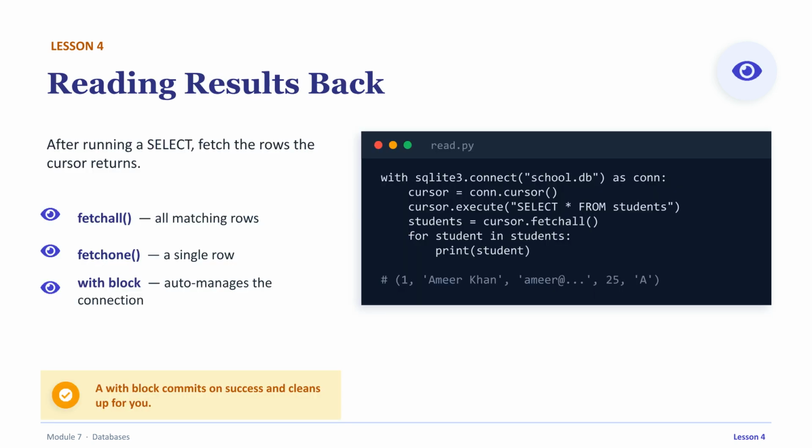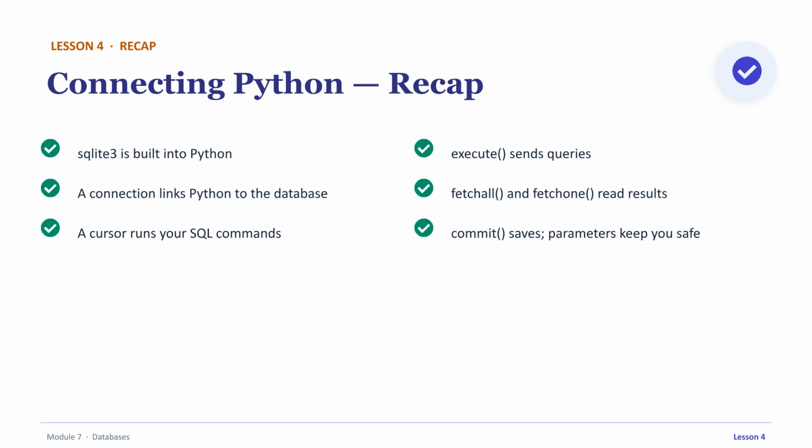Now that we know how to send queries, let's learn how to get our data back. After running a select command, you'll need to fetch the results from your cursor. Use fetchall to grab every matching row at once, or fetchone to retrieve just a single row when you only need one. A great trick is to use a with block. By wrapping your connection in one, Python manages it for you, automatically committing your changes if everything goes right, and closing the connection when you're finished. It makes your code cleaner and significantly reduces the risk of forgetting to save.